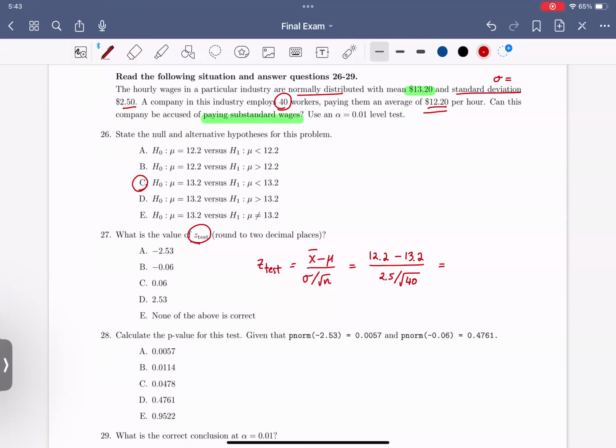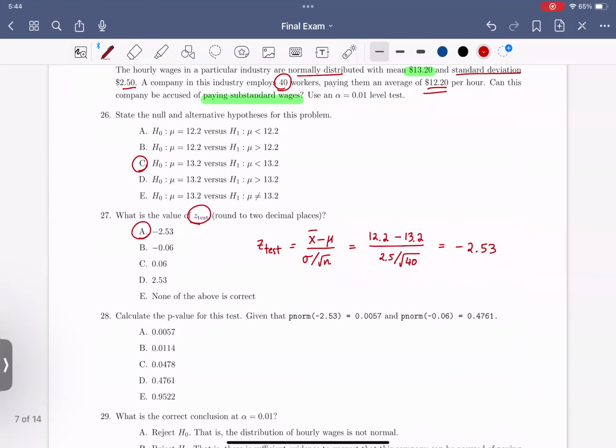Make sure when you hit the calculator, this is actually sigma over square root n. So it's similar to dividing by sigma and then multiplying by square root n at the end. I mean, the same thing. Next, once you hit the calculator, you're going to get minus 2.53, which is choice A, sorry.